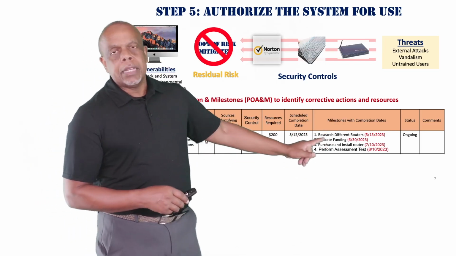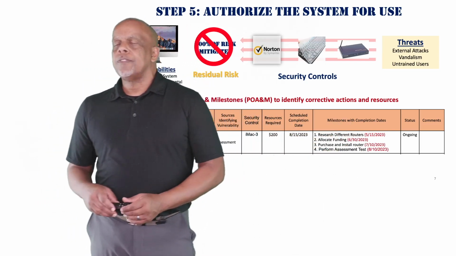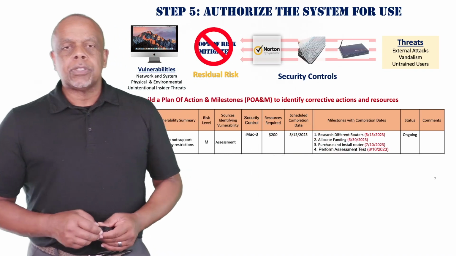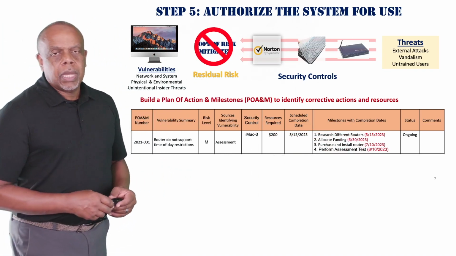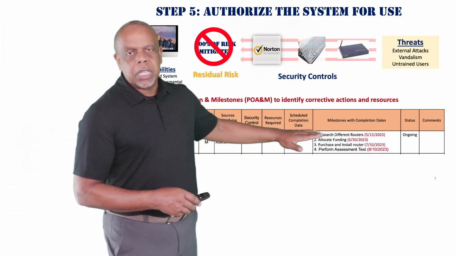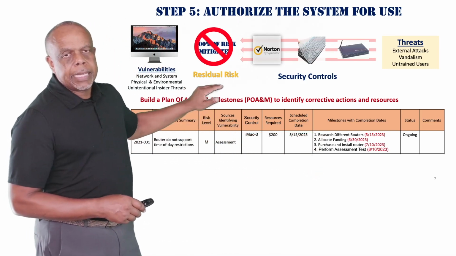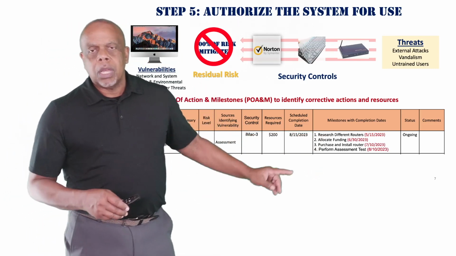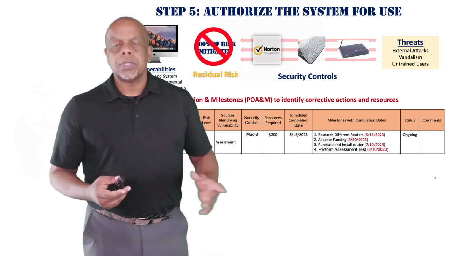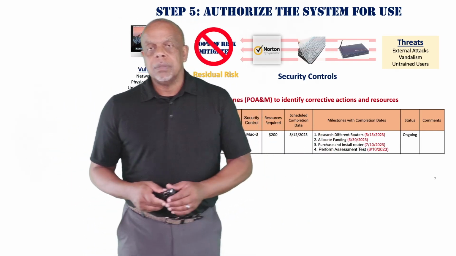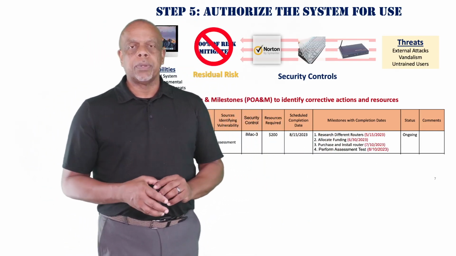So you see, this is just a layout of each one, of how we track that residual risk. Then what I want to do from there is actually develop the milestones, okay? This is our plan of action and milestones. So these are the steps that I'm going to need to take to be able to mitigate this risk. First, I'm going to research the different types of routers. I expect to be done with that sometime next year, sometime in 2023.